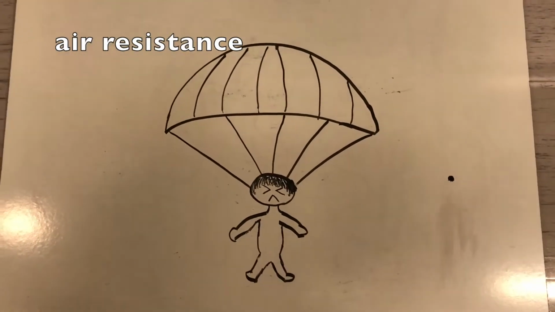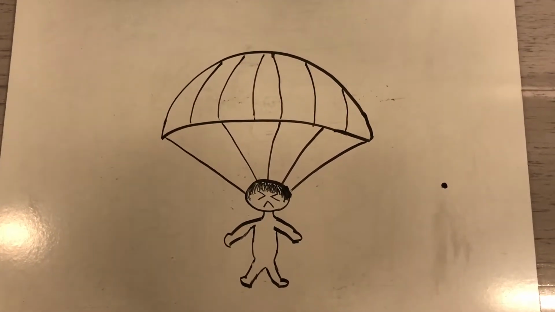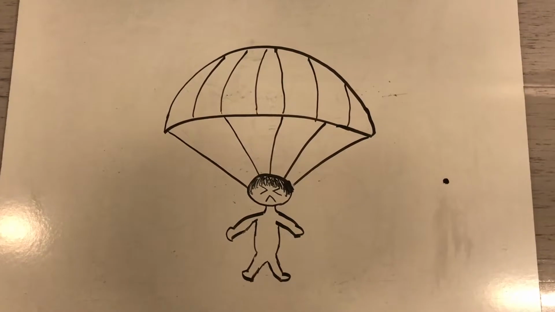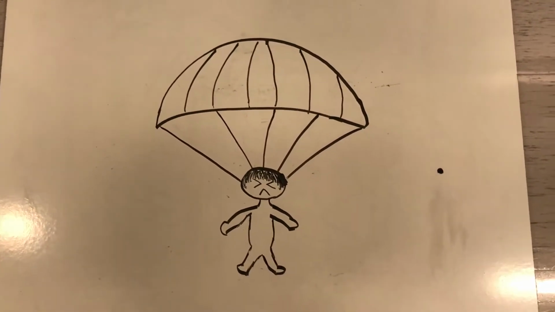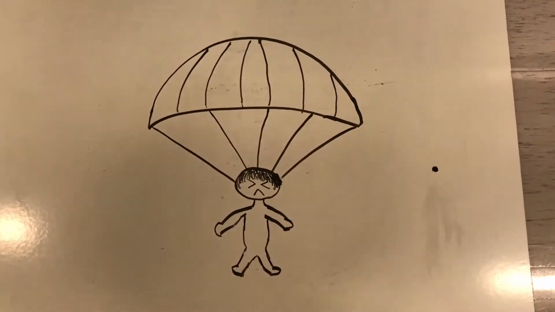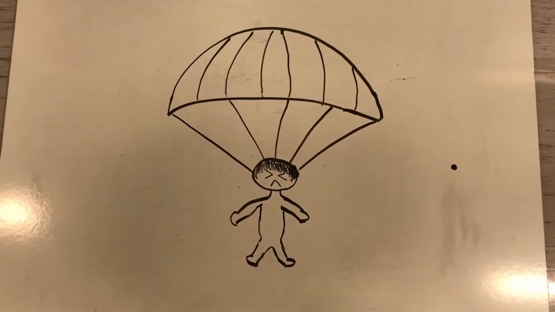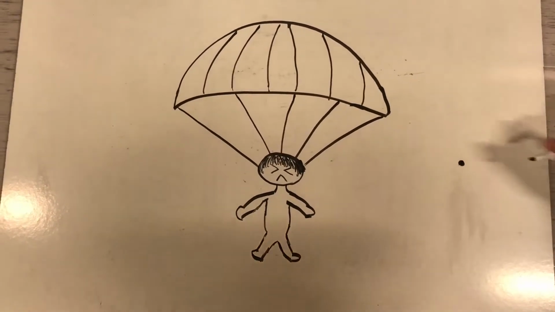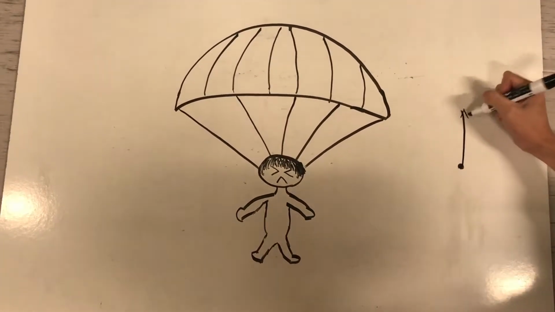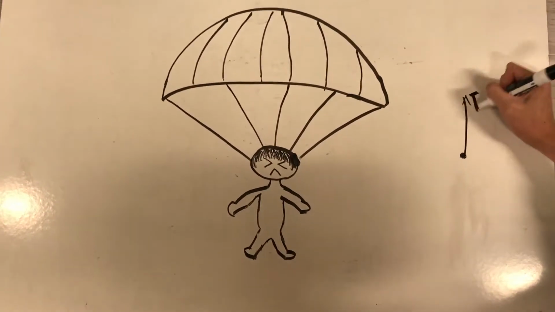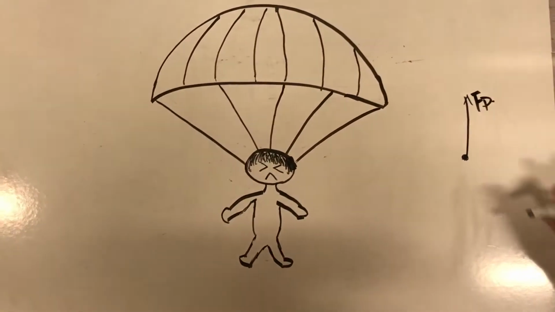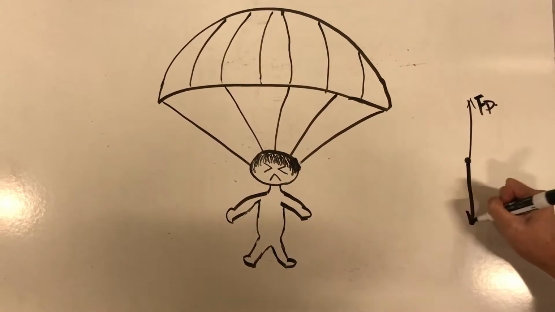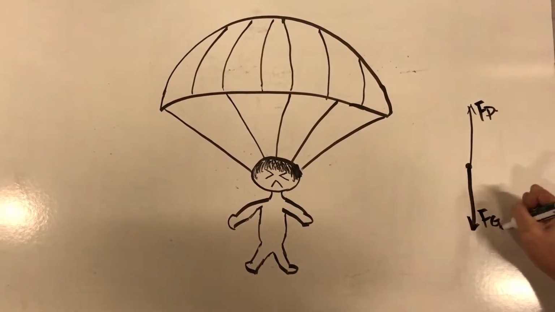Air resistance is a special type of frictional force that acts upon objects as they travel through the air. For example, a skydiver is falling down with a constant speed. We can see that the air resistance is upward, and the gravitational force is downward.